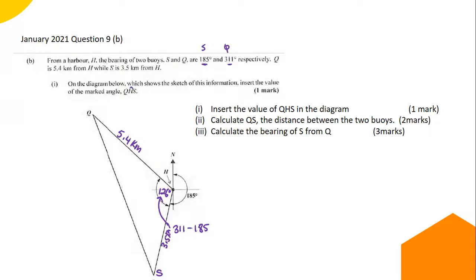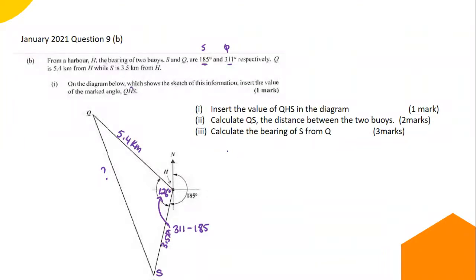Part 2, calculate QS, the distance between the two boys. So QS, that's here. I'll give you a minute to think. What do you think we would use to find the missing length? I hope you got it correct. It's the cosine rule.